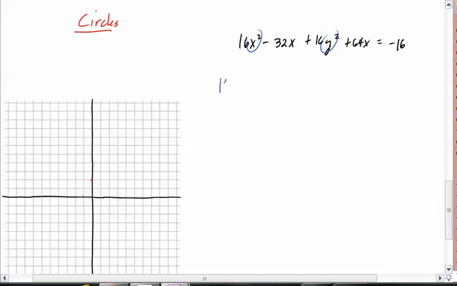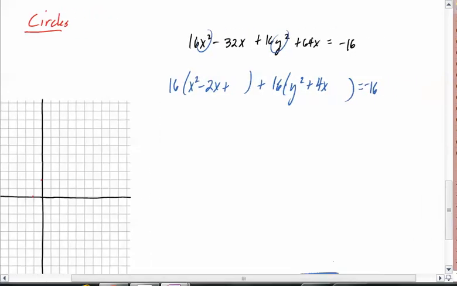So first thing, I'm just going to pull off the 16. Let's say you don't notice that. So that's 2x. And then I'm going to pull off the 16 of this one. And that's a 4. And then that's equal to negative 16.